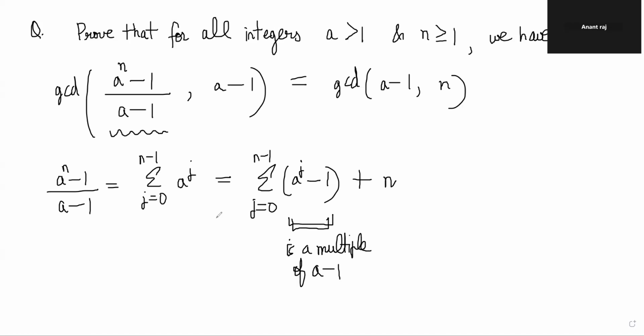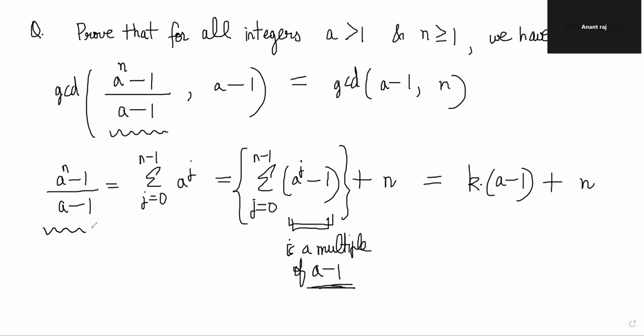You start off with 0, but as soon as you do j is equal to 1, you get a minus 1. Then j is equal to 2, a square minus 1 is a multiple of a minus 1. All of those are divisible by a minus 1, right? So this whole summation can be written as some k times a minus 1. For sure, every term in it is divisible by a minus 1, right? So what we have been able to do is express this thing as some k times a minus 1 plus n, right? And we are done.